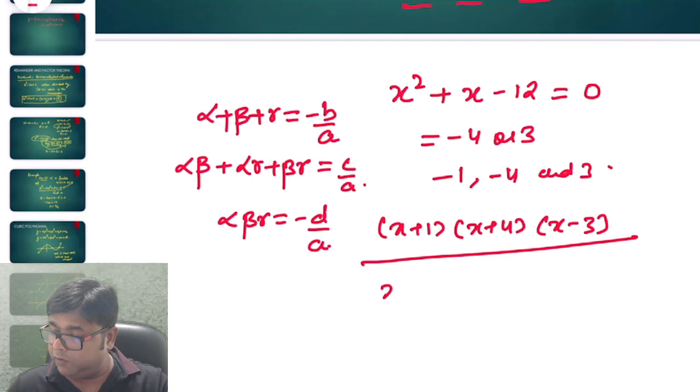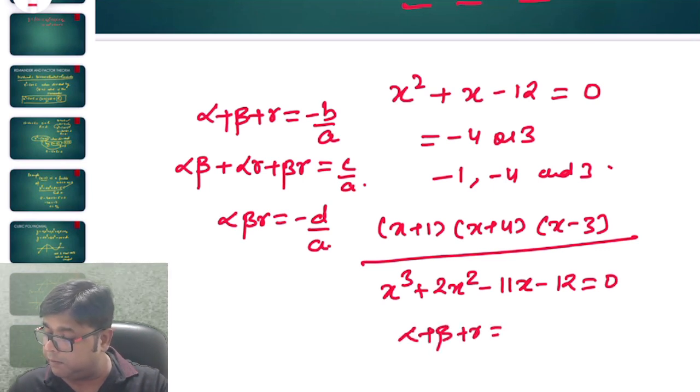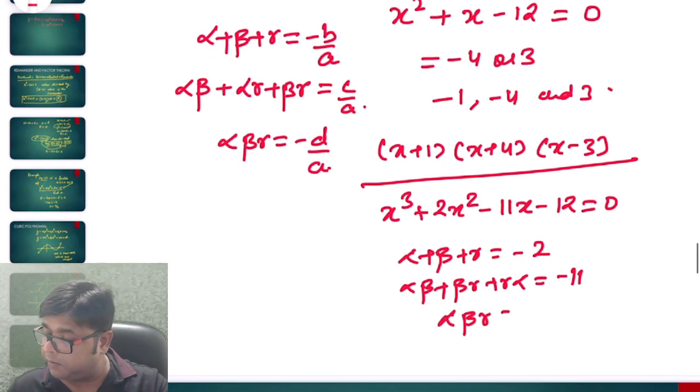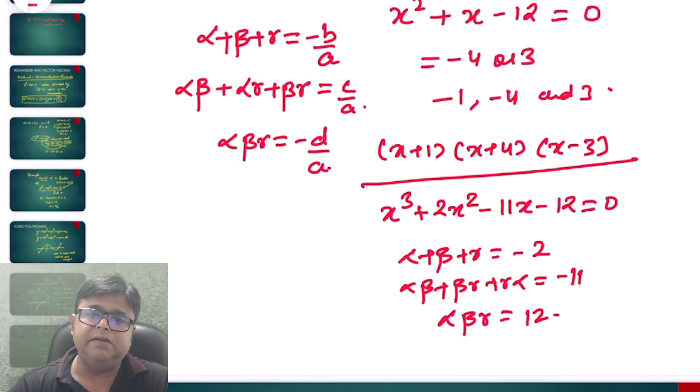Like the cubic that I gave you, x cube plus 2x square minus 11x minus 12 equal to 0. For this, alpha plus beta plus gamma will be minus 2 by 1, which is minus 2. Alpha beta plus beta gamma plus gamma alpha will be minus 11, c by a, and alpha beta gamma will be minus d by a, which will be 12. So these are the three results. Very easily you can find these, and there will be questions based on this. So do remember this result, it is very important, right?